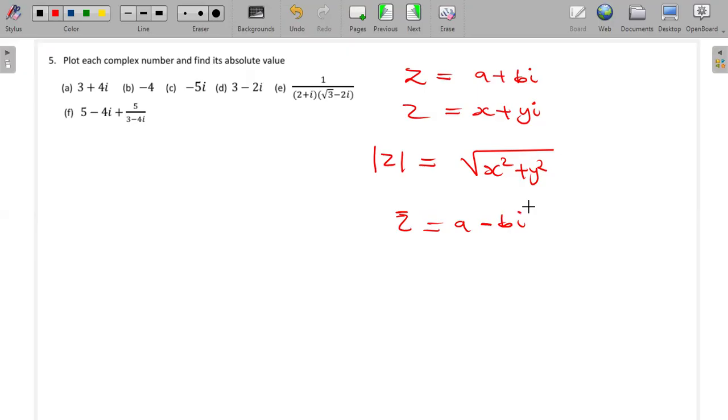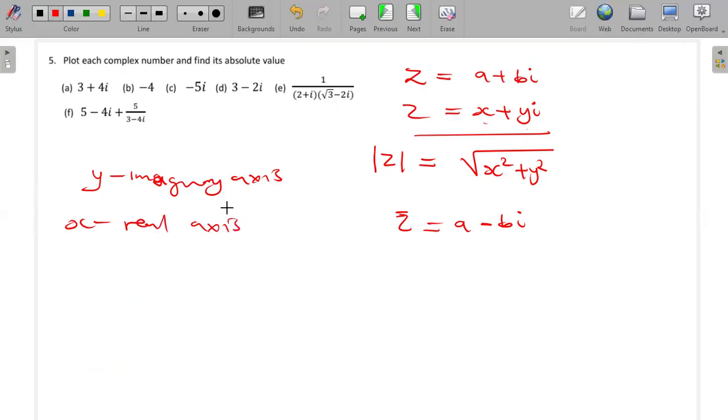So when plotting the complex number, you're going to consider it in this form, where you say x and y. And then what we are plotting, so on y, that is the imaginary axis. So y is going to be the imaginary axis. And then x is the real axis. X is the real axis there. So now let us plot.